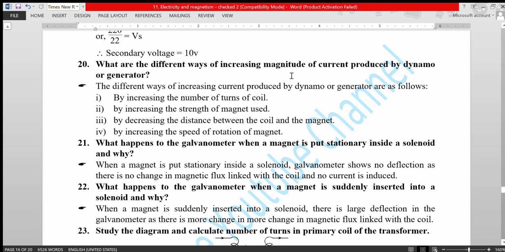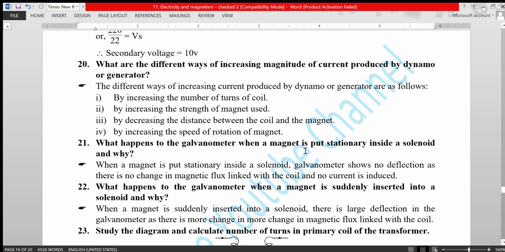What are the different ways of increasing the magnitude of current produced by a dynamo or generator? The different ways of increasing current produced by a dynamo or generator are as follows: by increasing the number of turns of the coil, by increasing the strength of the magnet used, by decreasing the distance between coil and the magnet, by increasing the speed of rotation of the magnet.